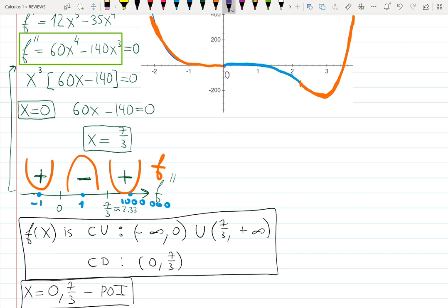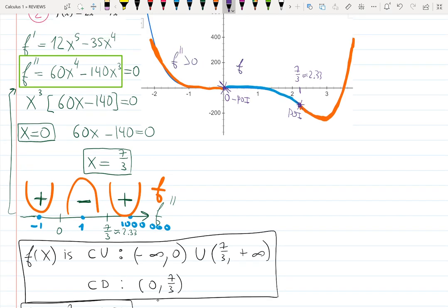So 0 is a point of inflection. And this point is 7/3, which is approximately 2.33. It is a point of inflection as well. Very nice. The second derivative was positive, then negative, then positive.